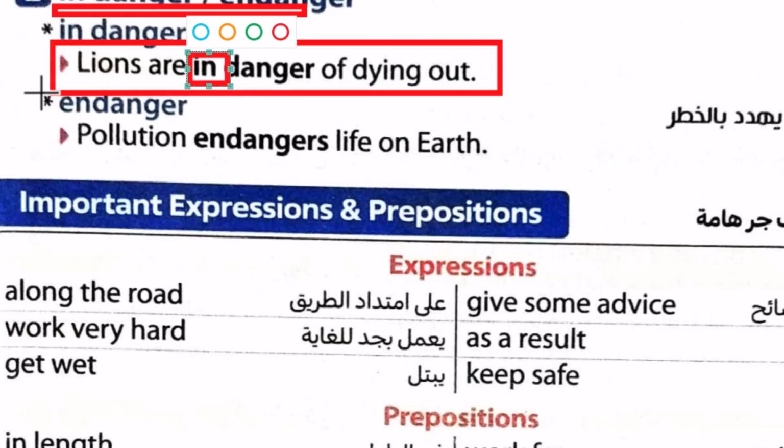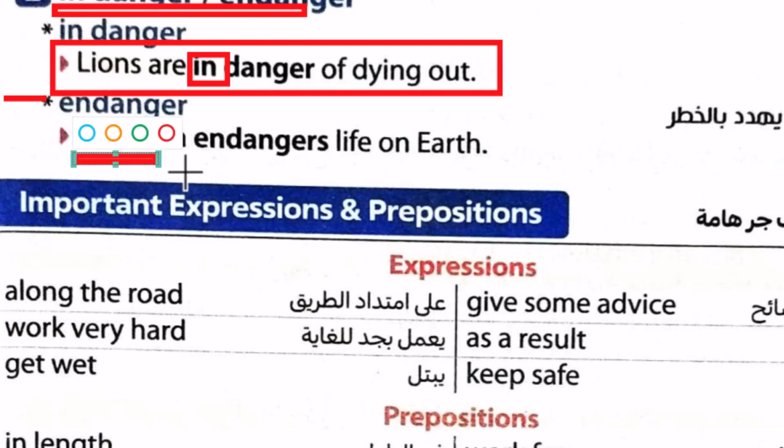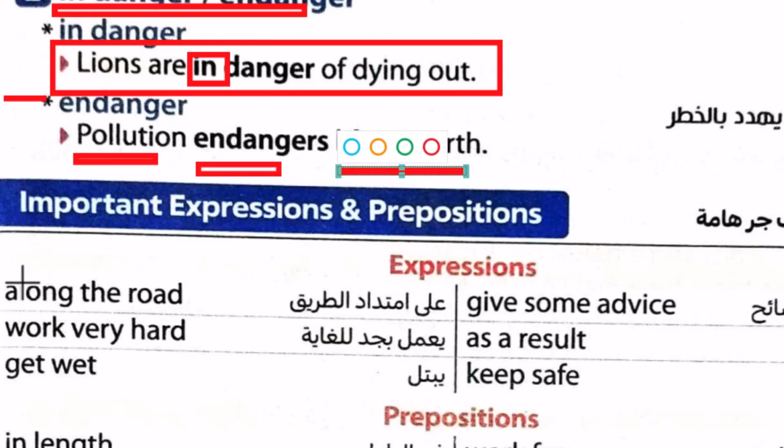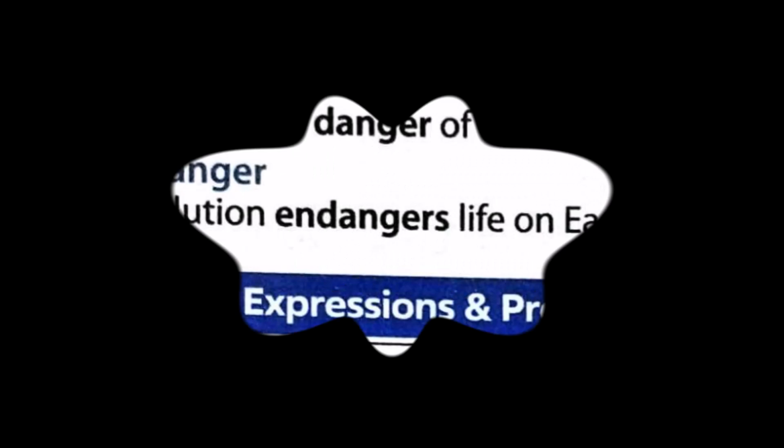Again, endanger is a verb. How can we use a verb? ازاي بنقدر نستخدم الفيرب؟ طبعا احنا عارفين ان الفيرب بيبقى هو تاني عنصر في الجملة. The sentence has a subject, a verb, and a complement. So where can we use a verb? It is the second word. Pollution endangers life on earth.